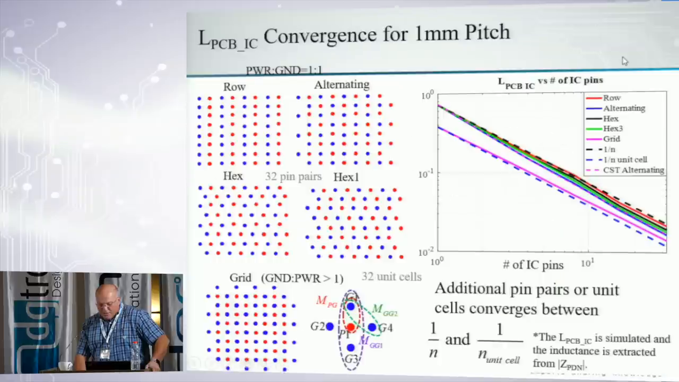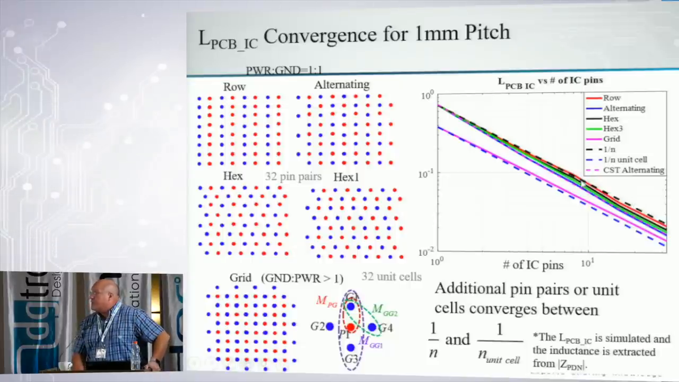So these calculations right here, we're actually doing full wave calculations. You can do those calculations with your tool as well. And what you'll see as you add those pairs is this behavior of 1 over n, and it includes that mutual inductance.